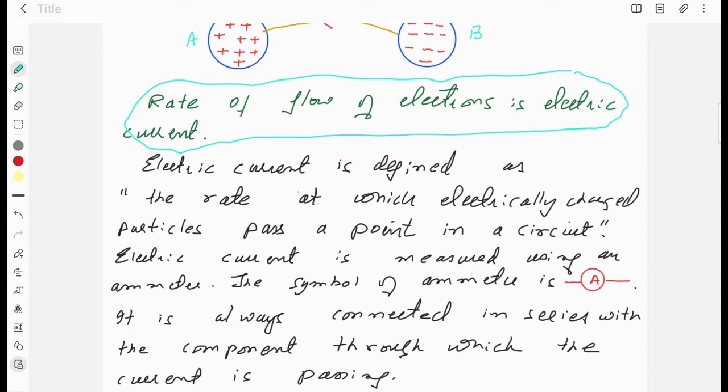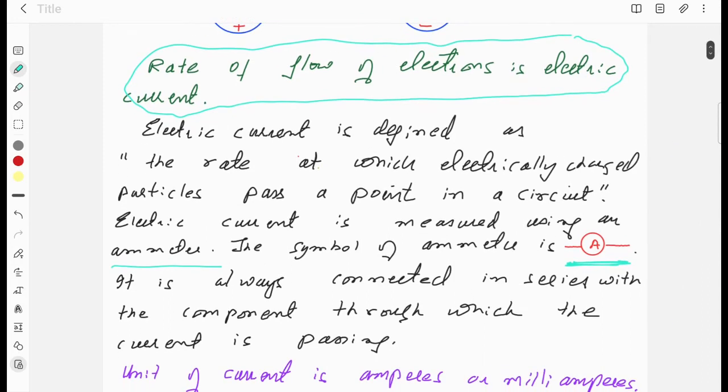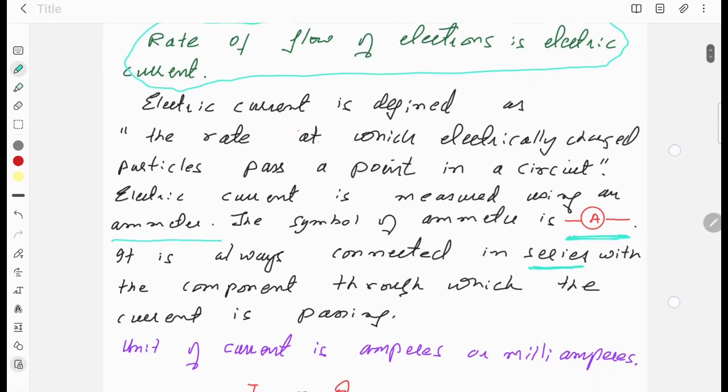Electric current is measured using an ammeter. Ammeter is a device for measuring current. The symbol of ammeter is this. Ammeter is always connected in series with the component through which the current is passing. We always connect ammeter in series. It's very important. Series is very important.